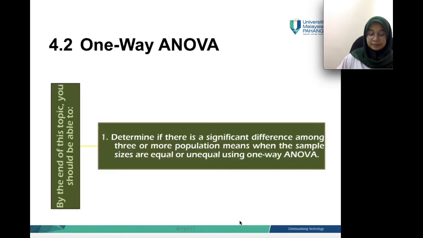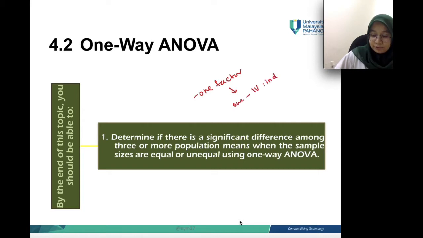Next, what is one-way ANOVA? One-way ANOVA involves one factor. So always remember that it involves one factor. That means one factor, one independent variable. I use IV for independent variable.